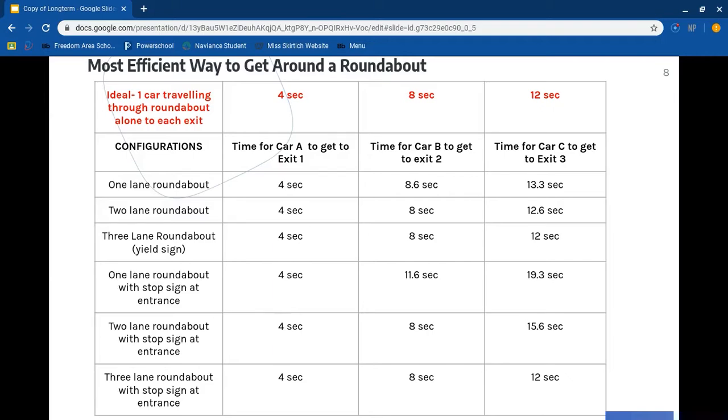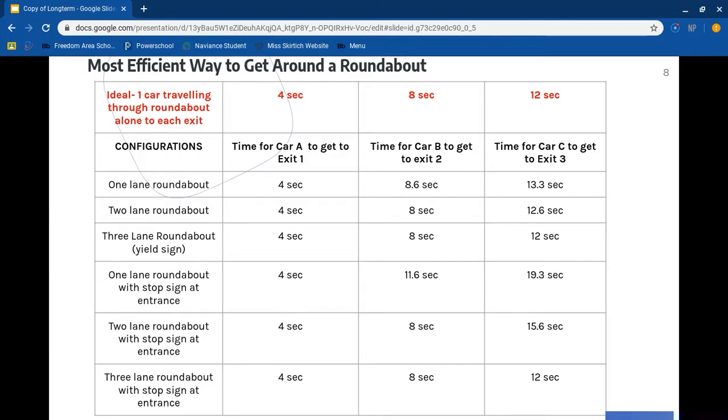So then we move on to the stop signs, where you have the 1-lane roundabout with a stop sign with 4 seconds, 11.6 seconds, and 19.3 seconds. It's compared to the 1-lane roundabout normally, which is 8.6 seconds. It has to add on that extra 3 seconds that you have to stop at a stop sign for. So that's why you get 11.6 compared to 8.6 and 19.3 compared to 19.3.